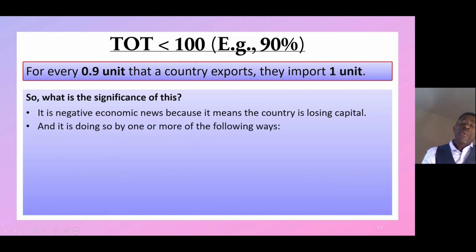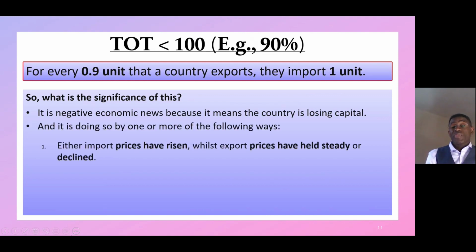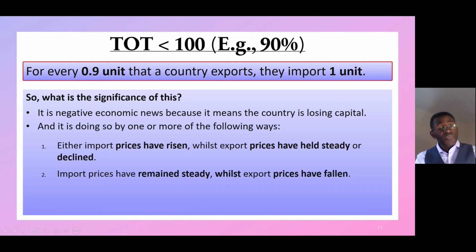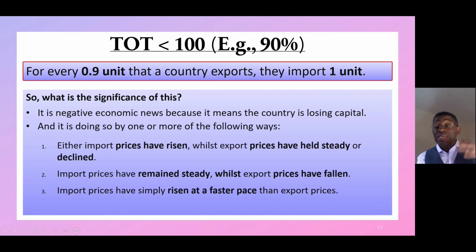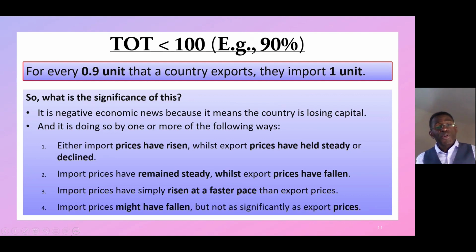And it is doing so by one or more of the following ways. Number one, import prices have risen, whilst export prices have held steady or declined. Two, import prices have remained steady, whilst export prices have fallen. Three, import prices have risen at a faster rate than export prices. And four, import prices might have fallen, but not as significantly as export prices. In other words, both prices have fallen, but export prices have fallen much further.